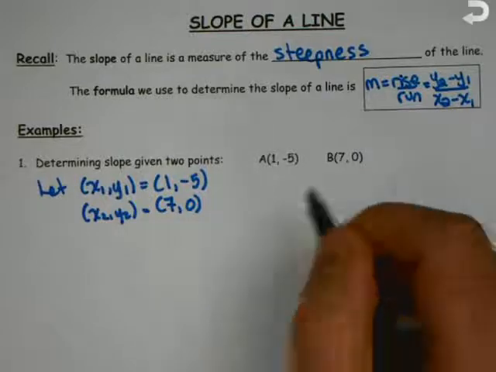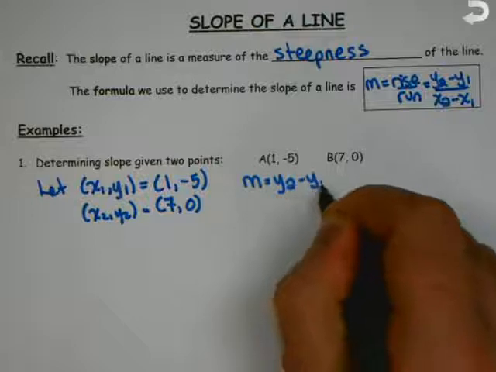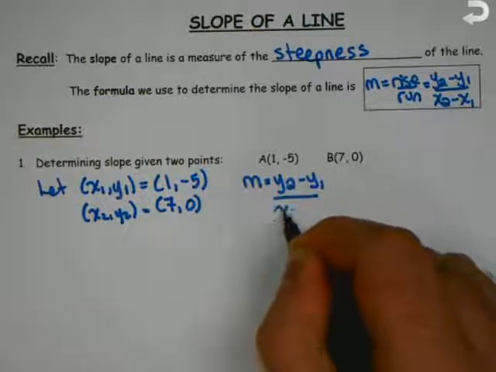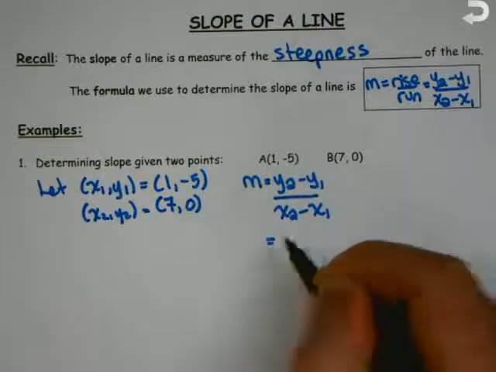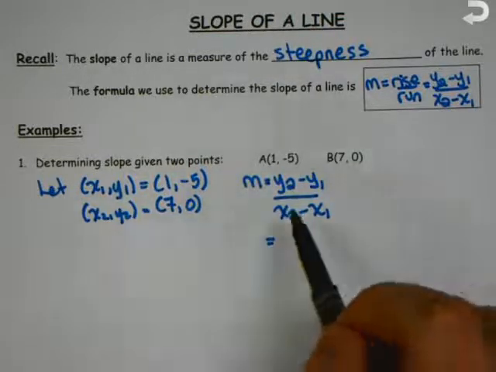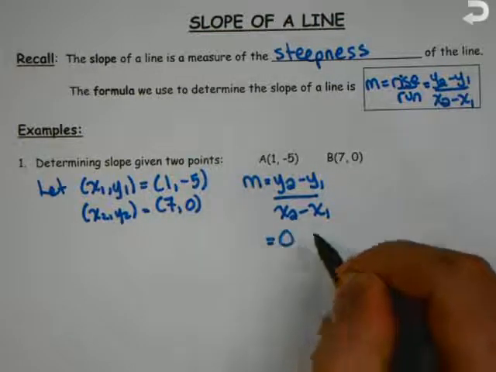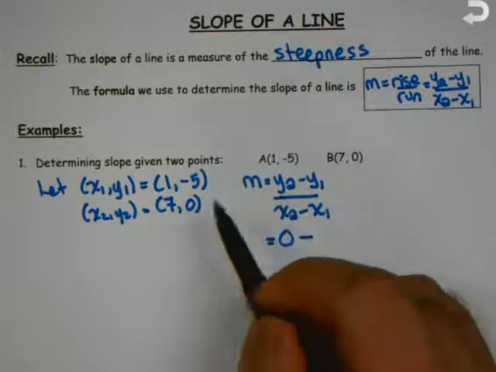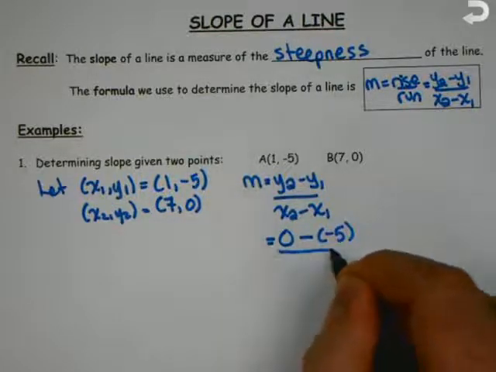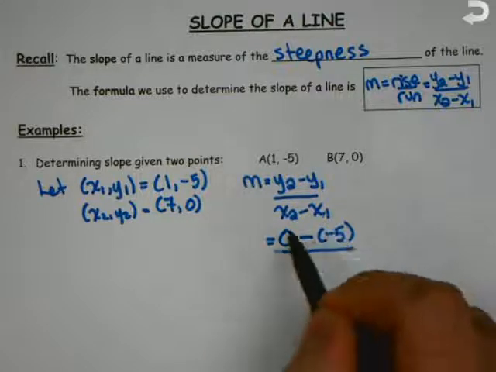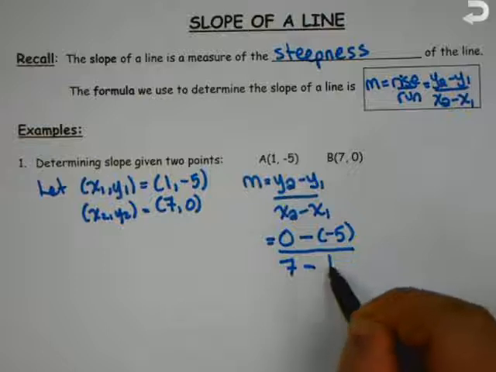The next step is to write the formula. From there, we input the coordinates that we have over here into the formula. So y2 is 0, start with that one, minus y1, which is negative 5. Make sure that you put negative 5 in brackets so that we can deal with the negatives correctly. All over x2, which is 7, minus x1, which is 1.